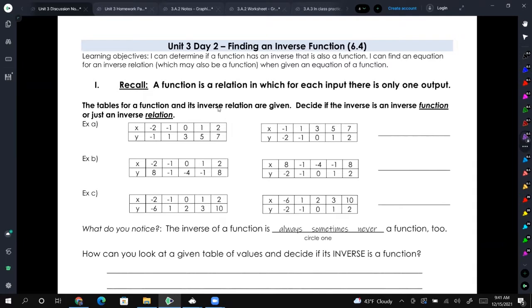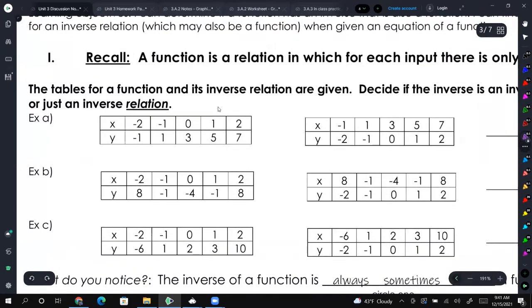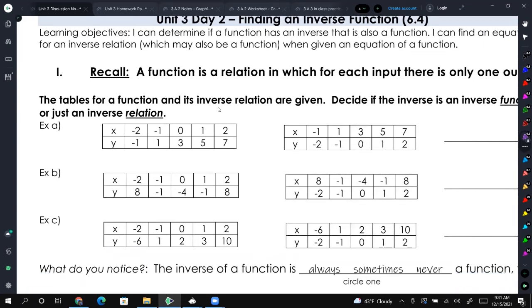Now remember, a function cannot have any repeated x values. If we have any repeated elements in the domain, because remember, domain is your x values, range is your y values, then it is not a function. But all of these are relations. A relation is just this value is related to this value over here. But a function is when each x value only has one y value. Y values can be repeated, though. We could have two different x values be related to the same y value, and that is still a function.